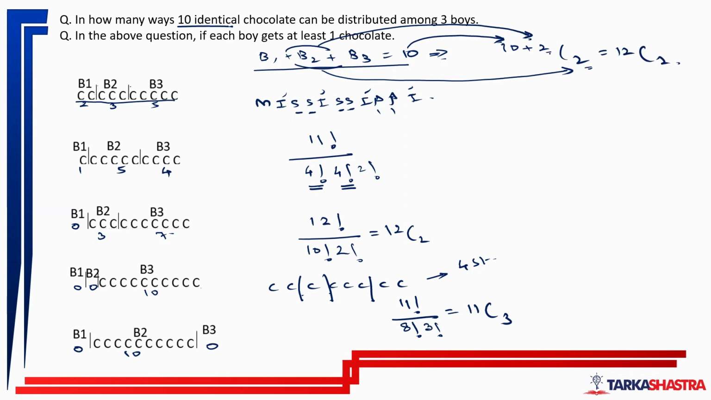Why is this 2? You have to understand that if there are 3 boys, I'll need 2 separation bars, no? And if there are 2 separation bars, I'll have 2 plus signs as well. So these 2 plus signs have been brought here. This is the shortcut over here.